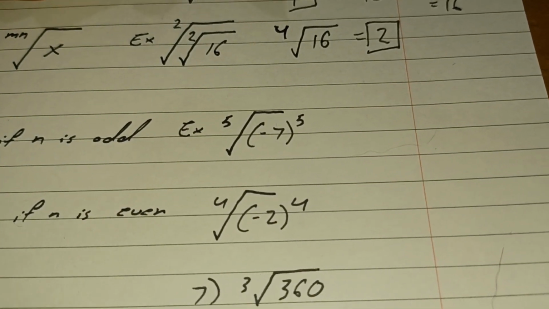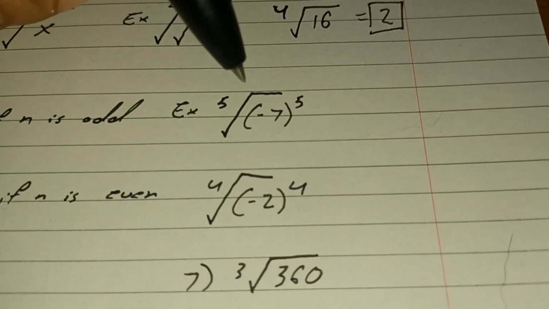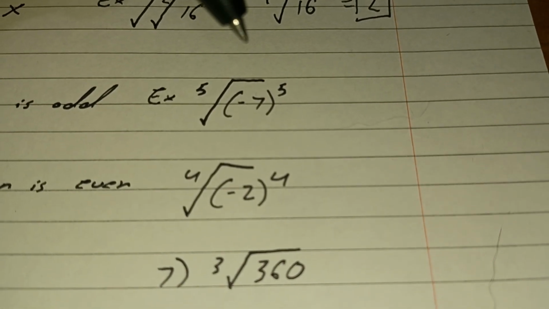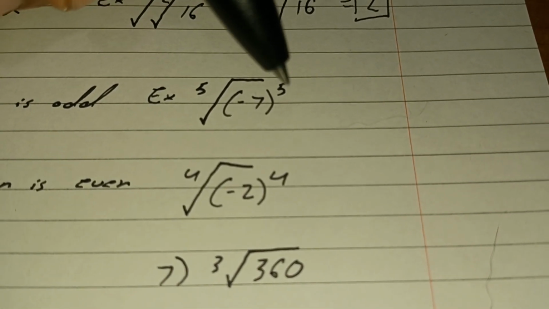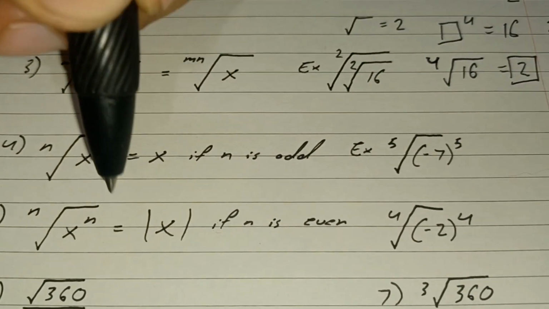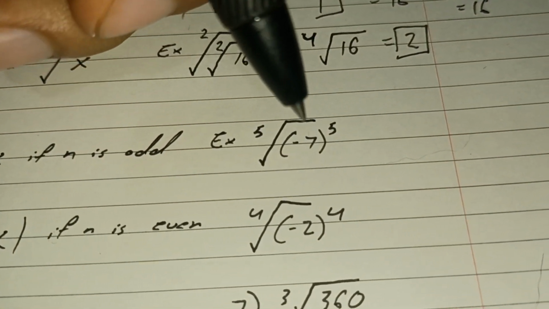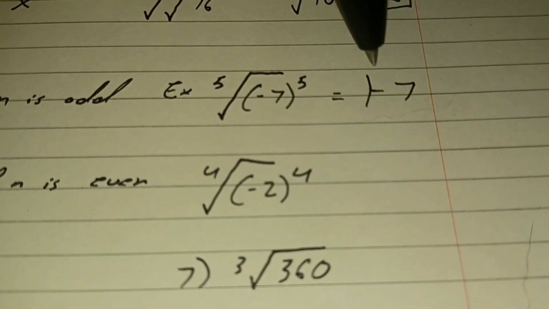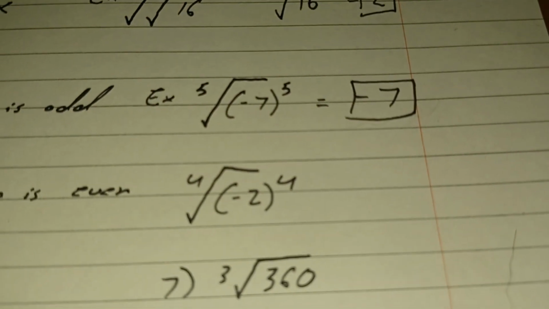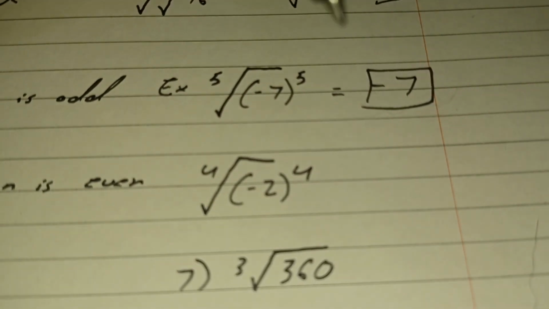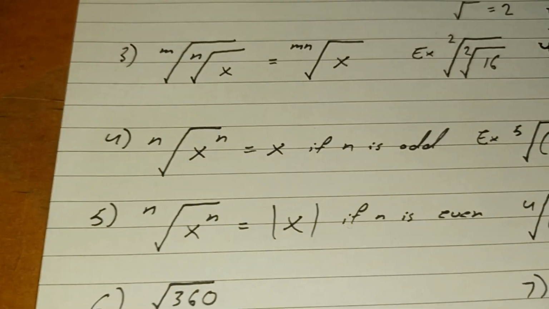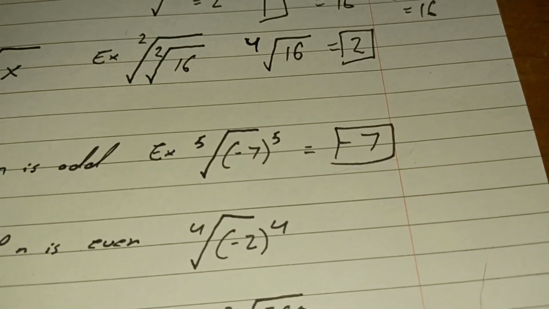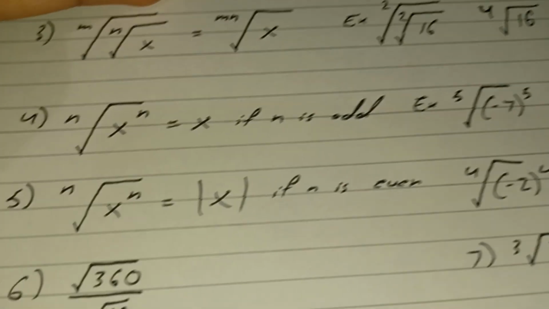All right, so we have the fifth root of -7 raised to the fifth power. These two are odd. So that means it's going to equal x. It's going to equal the number inside, and the number inside is -7. So this is going to equal -7. Because these two are odd, the inside number, -7, according to this property, is what it's going to equal, right? Let's look at another example.